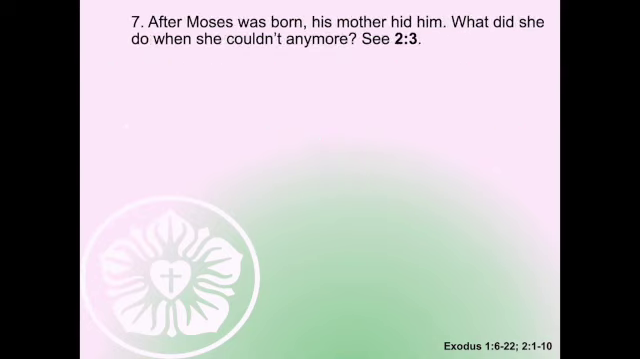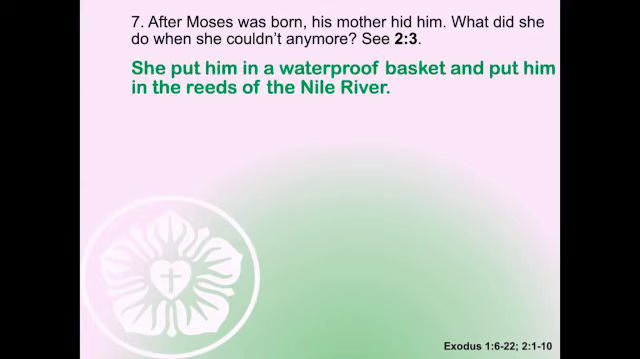How about number 7? After Moses was born, his mother hid him. What did she do when she couldn't hide him anymore, especially looking at verse 3 of chapter 2? Put it in a basket that was covered with pitch. All right, so she put him in a waterproof basket, a basket woven of papyrus reeds, and then coated it with pitch, and then put him in the reeds of the Nile River, so that he wasn't just floating down the river, but was stuck in the reeds there.